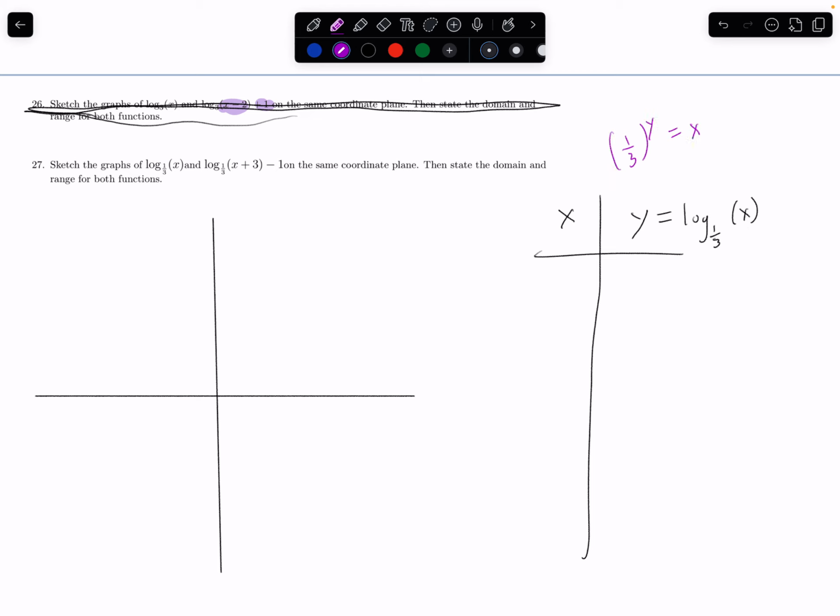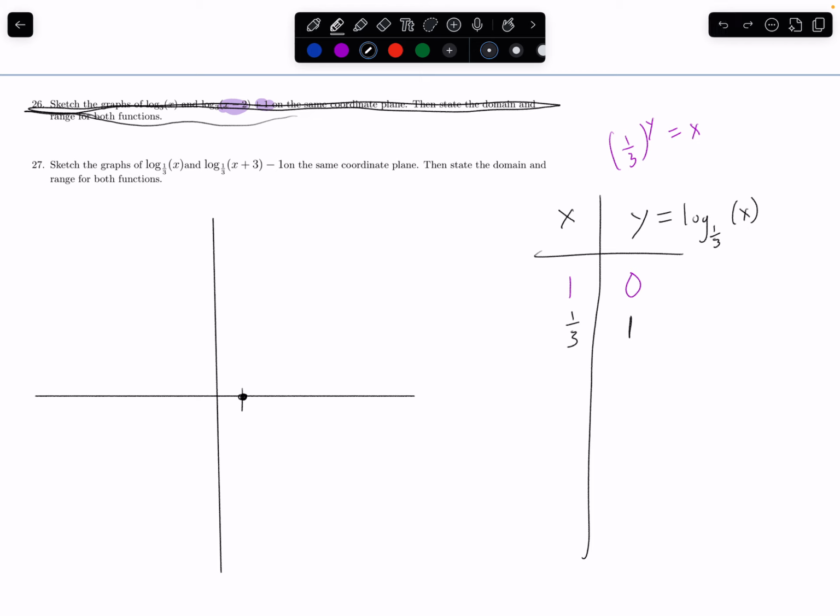So easy point as always. If I pick y to be 0, anything to the 0 is 1. So again, I get the point 1, 0. I'm going to just make it nice and wide there. What about if y is 1? If y is 1, then that's 1/3 to the 1, which is 1/3. And if I continue on, if I say 2, 1/3 to the second is going to be a 9th.